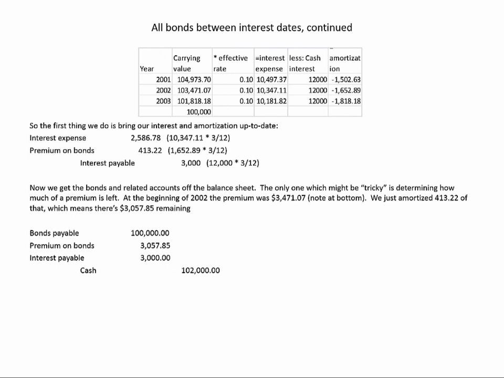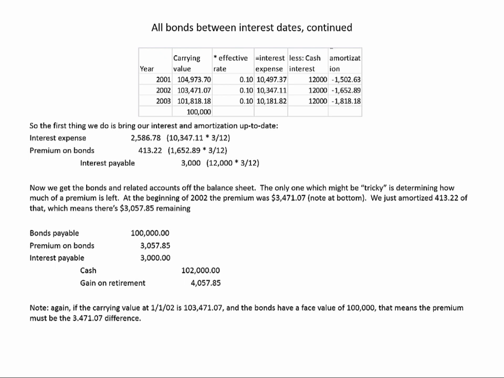We write our check for 99% of face value plus accrued interest, $102,000. And again, the difference is a gain or loss on retirement. And again, this is a point that seems to confuse people for some reason, so I want to reiterate this. If you look at the carrying value at January 1st, 2002, the carrying value is $103,471.07. The bonds have a face value of $100,000. That means the premium must be the other $3,471.07 at that date.